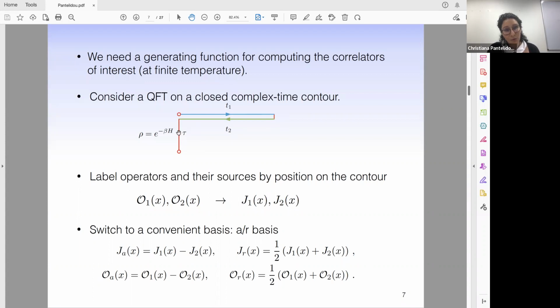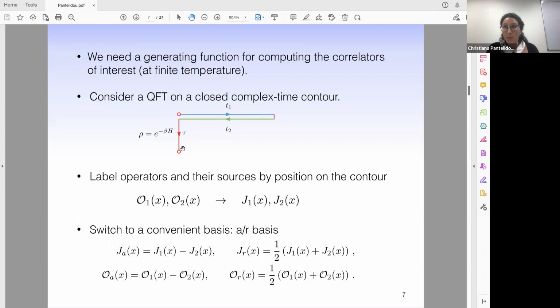Now, these 2 red dots here essentially indicate that those 2 points on the contour are identified. So instead of a Euclidean segment, we have, in fact, a Euclidean circle. And the period of the circle is given by beta. And beta is inversely proportional to the temperature of the quantum field theory that we are considering.